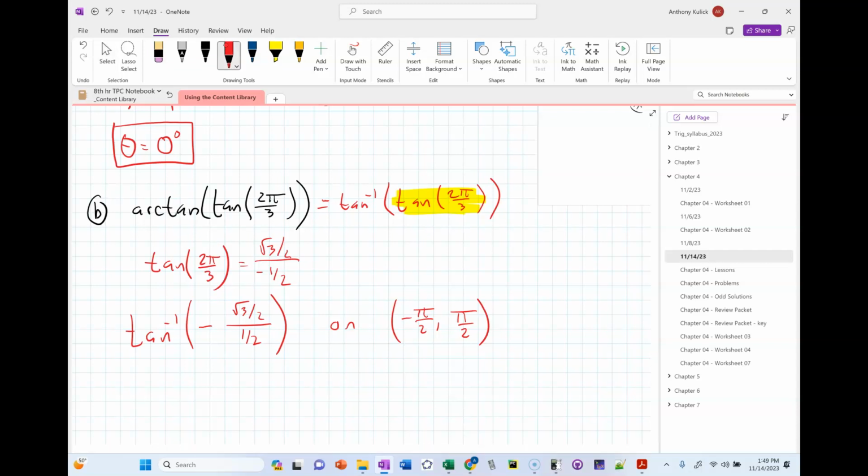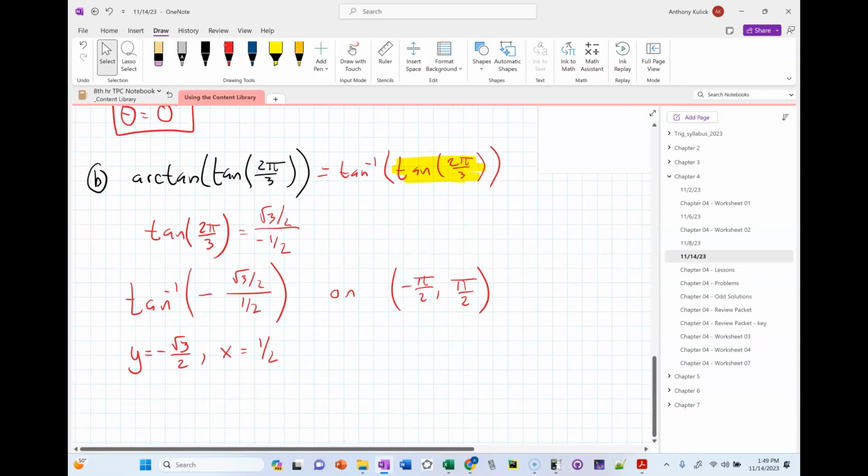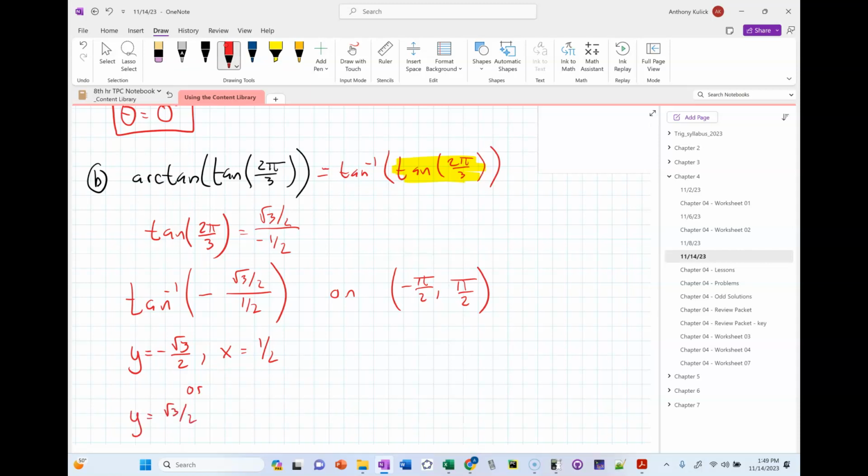Well, I remember that tangent is y over x. So I'm going to be looking for when y is negative root 3 over 2 and x is positive 1/2, or when y is positive root 3 over 2 and x is equal to negative 1/2. Remember, if a fraction is negative, it means that either the numerator could have been negative or the denominator could be negative. Everybody's okay with that?